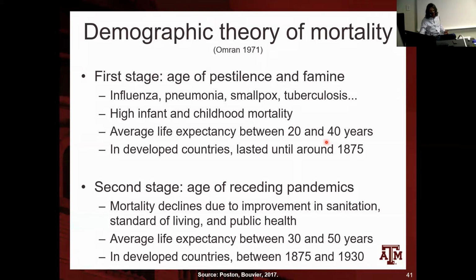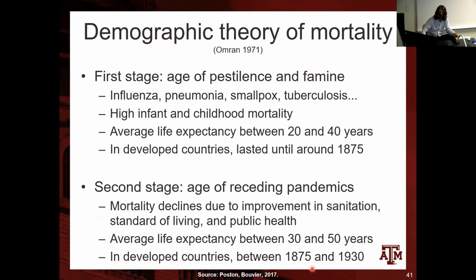The second stage, as discussed by Omran, is the age of receding pandemics. So basic changes in society that we see nowadays, we take for granted. Improvements in sanitation, standard of living, and public health. All these basic infrastructure services, provided to more people in our society, start to give control over some of these communicable and infectious diseases, and people start to live longer. Life expectancy reached between 30 and 50 years of age. In developed countries, this period lasted between 1875 and 1930.